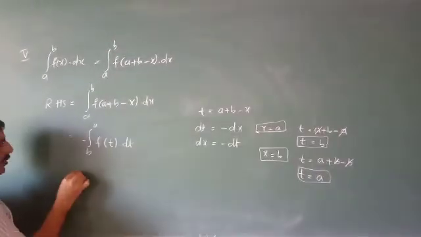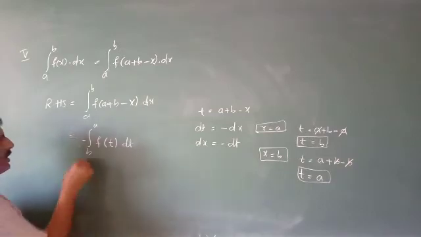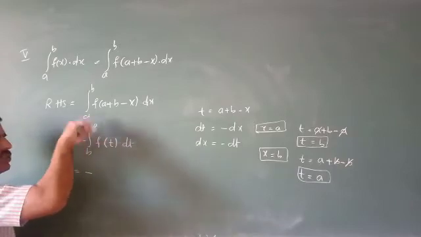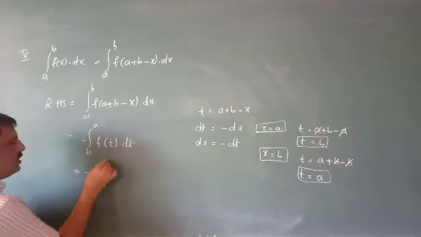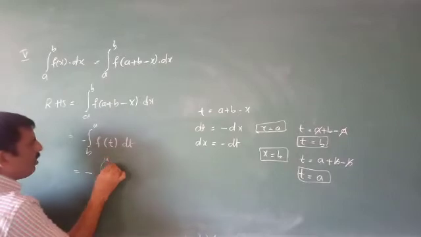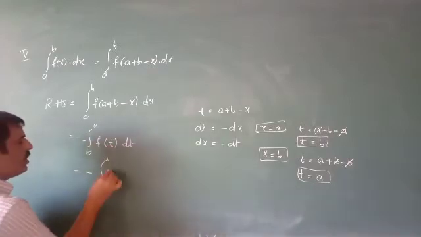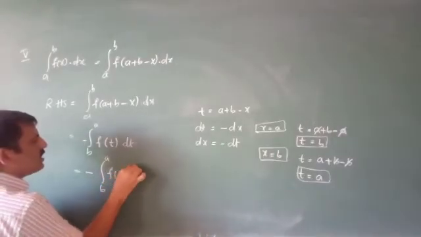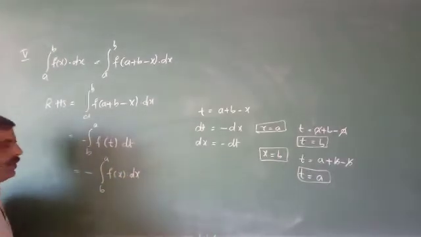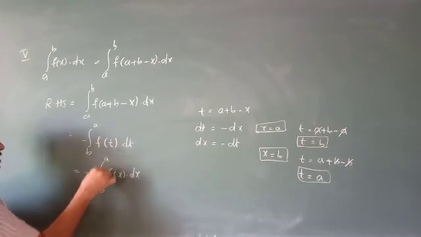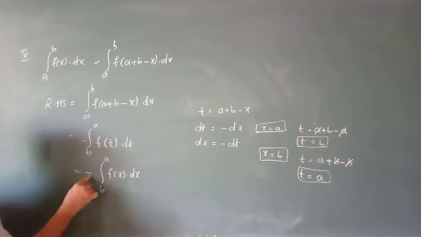Integral of b to a, so the limits are interchanged. The variable x changes to another variable t or theta, so the value of the integral does not change. Then we can write f of x dx as equivalent to: when the limits of the integration are interchanged, the value of the integral does not change, but the sign only changes.